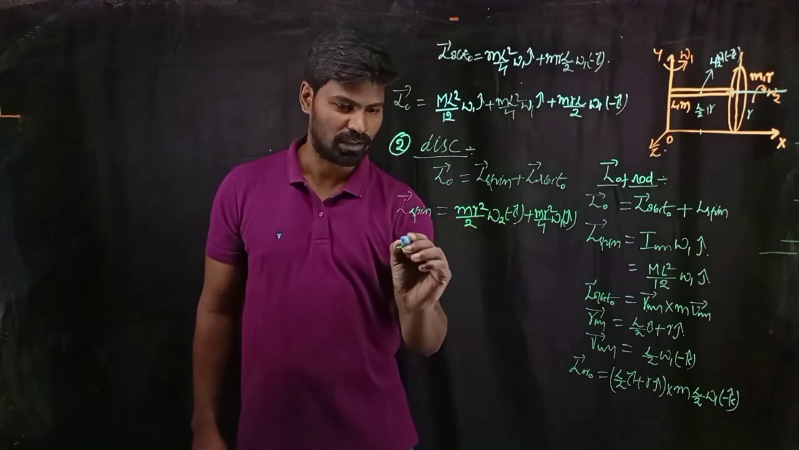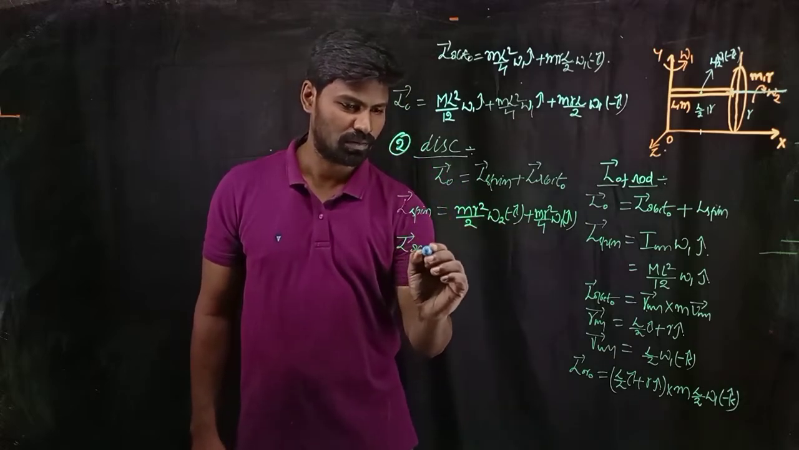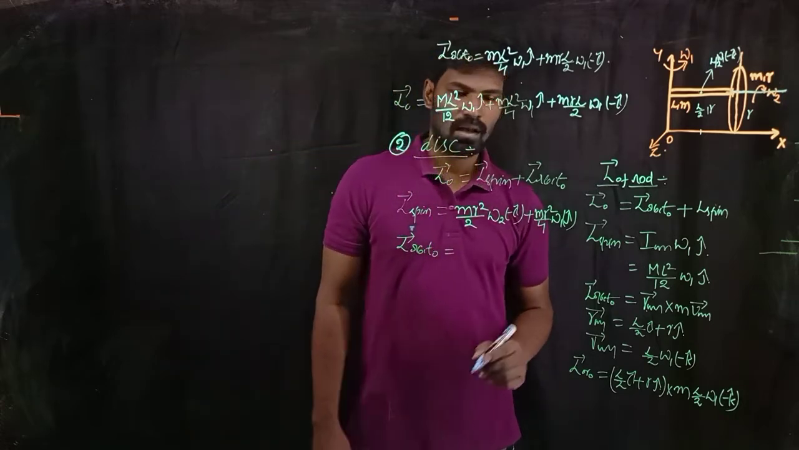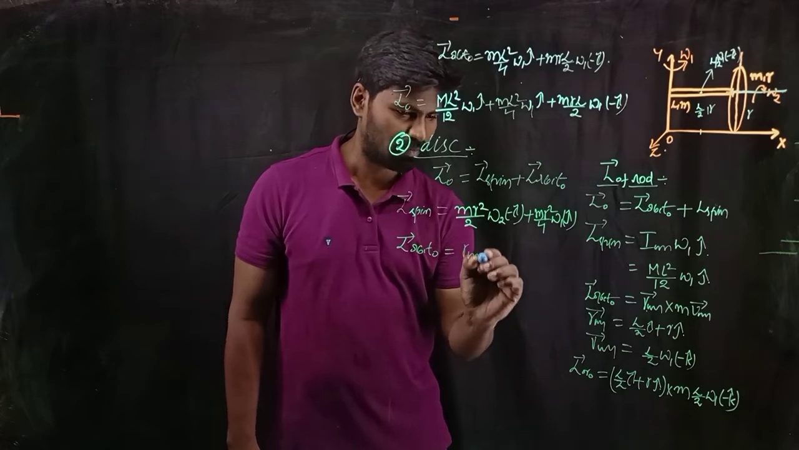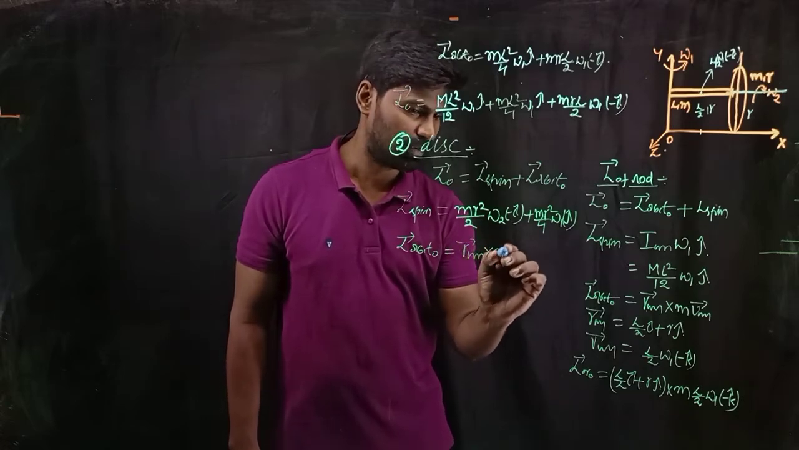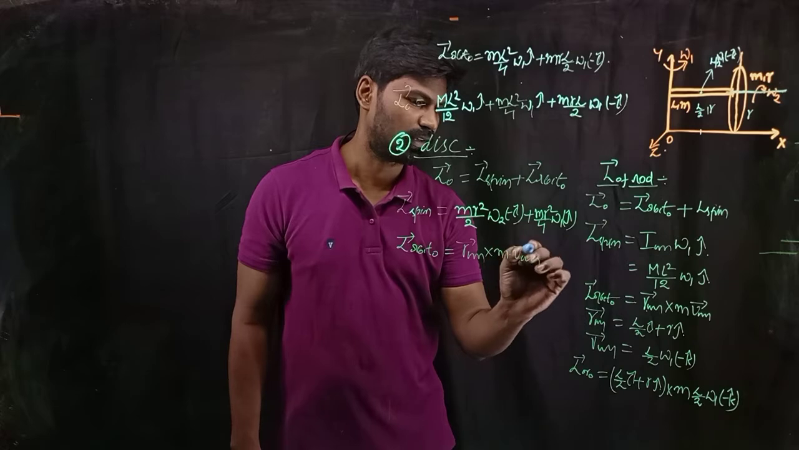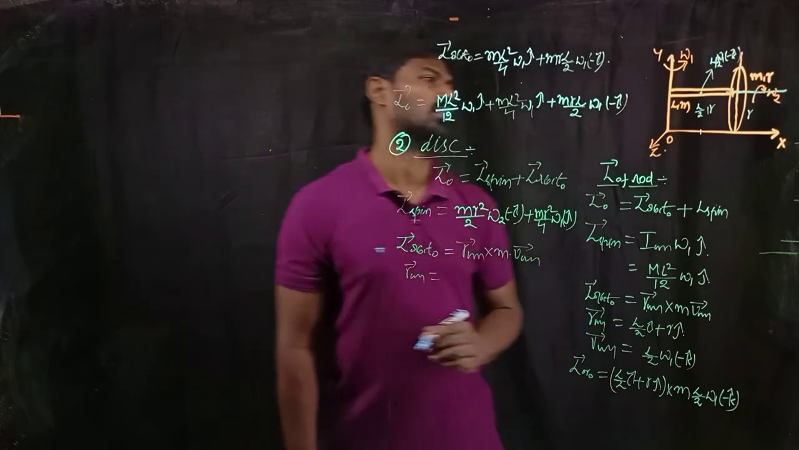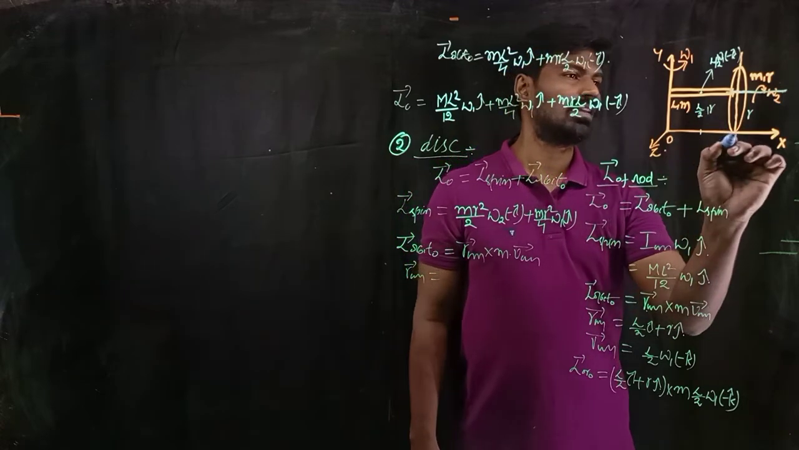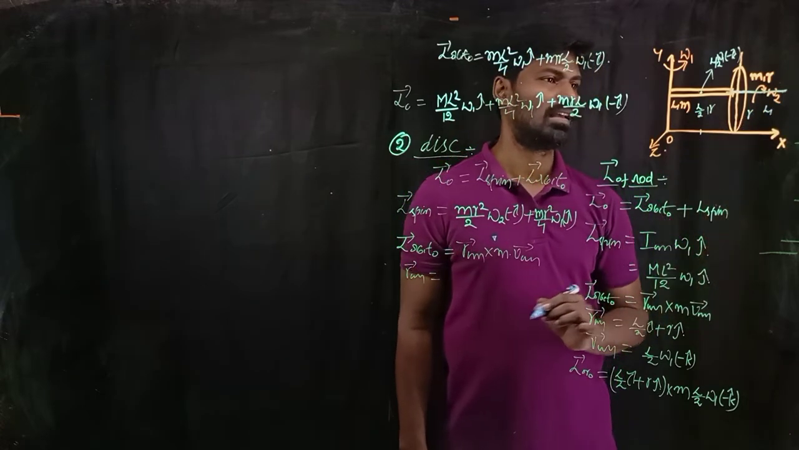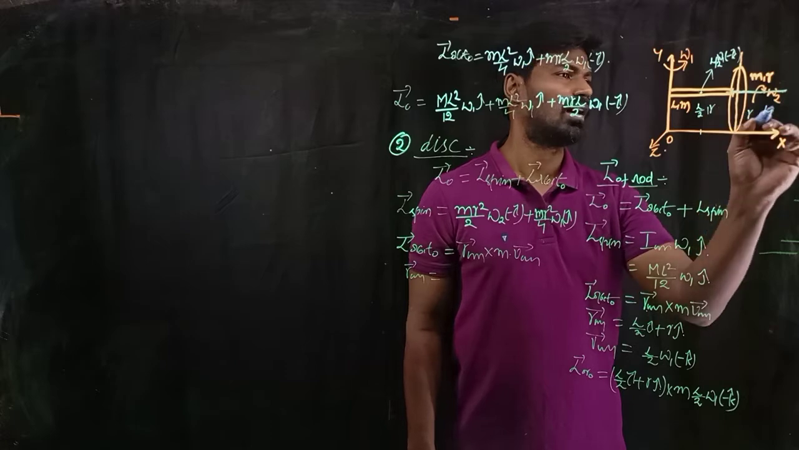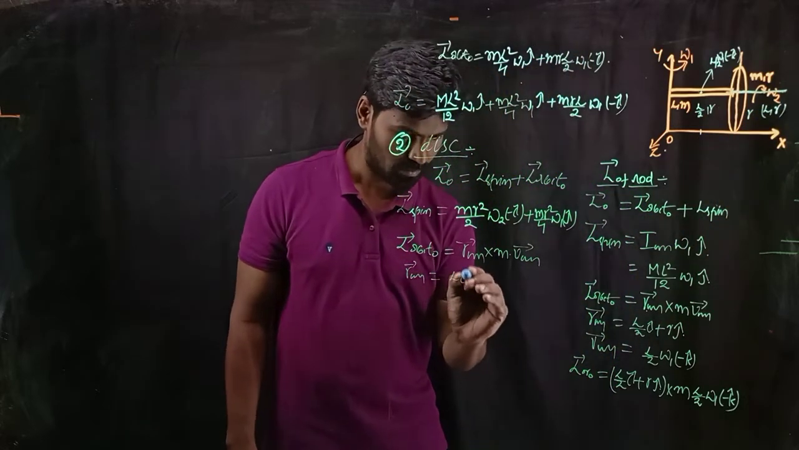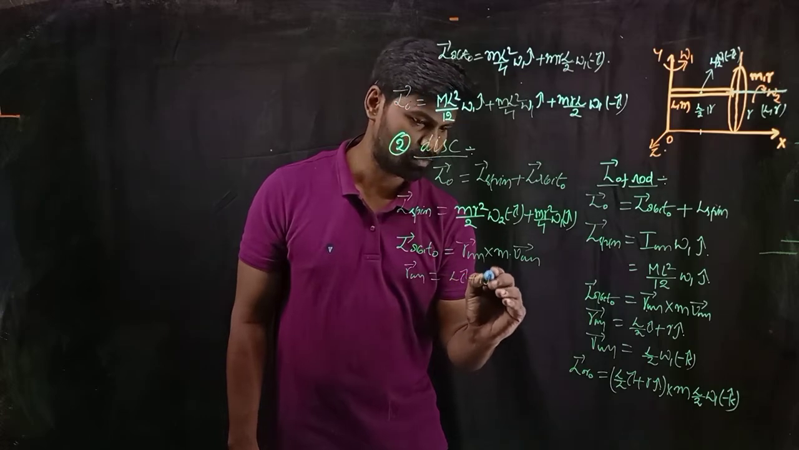Next I am writing the orbital angular momentum, L bar orbit with respect to O, equal to R center of mass cross m into velocity of center of mass. First let us find the coordinates of the center of mass. The distance from here to here is L, so the x coordinate is L, and the distance from here to here is r, so the y coordinate is r. So R center of mass is L i cap plus small r j cap.